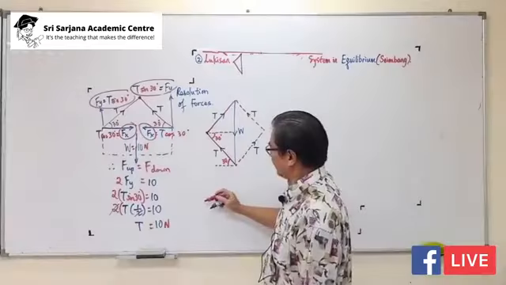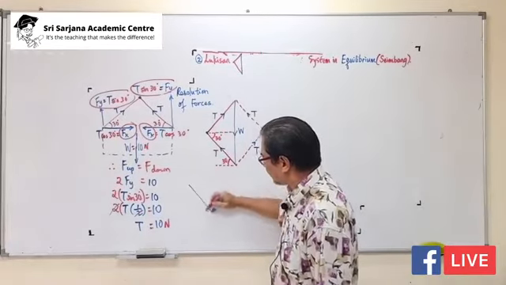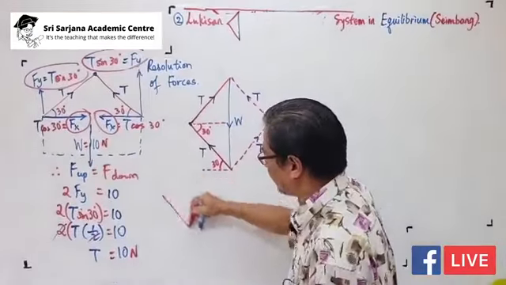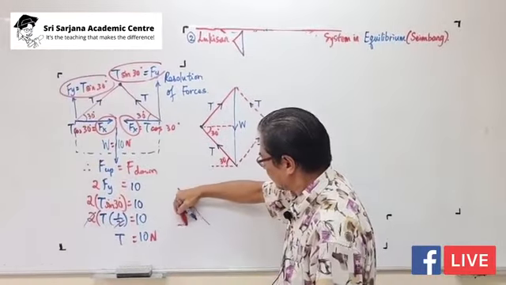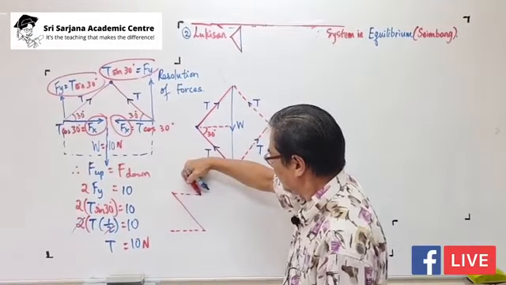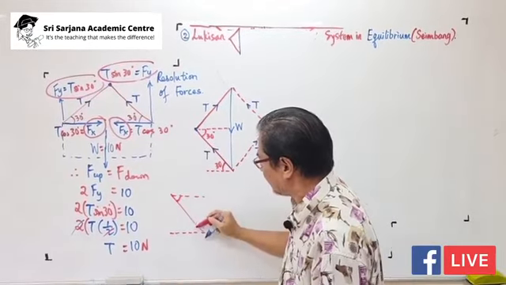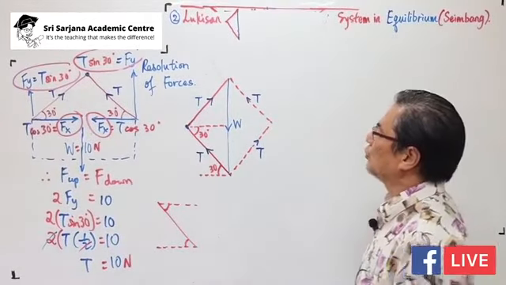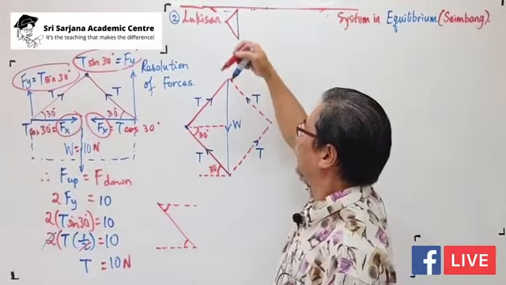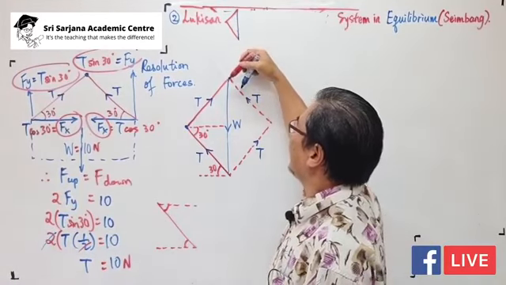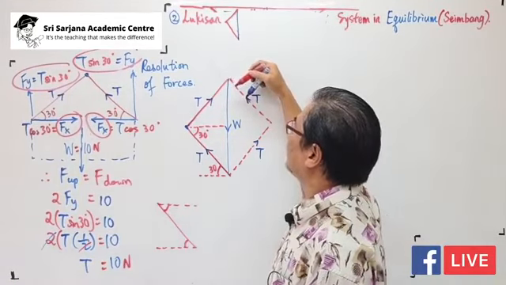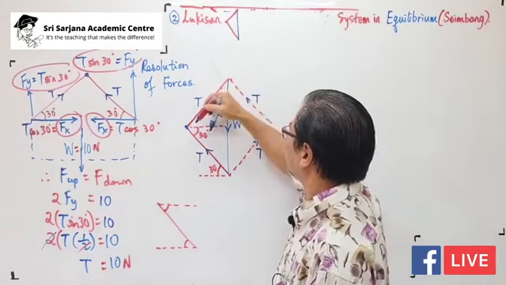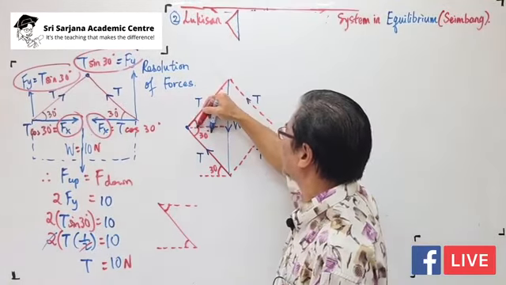If you remember what you learned in Form 3, you have this triangle. If you have a Z shape there, this angle and this angle will be the same. Then we know that the other angle also will be giving you a 30.